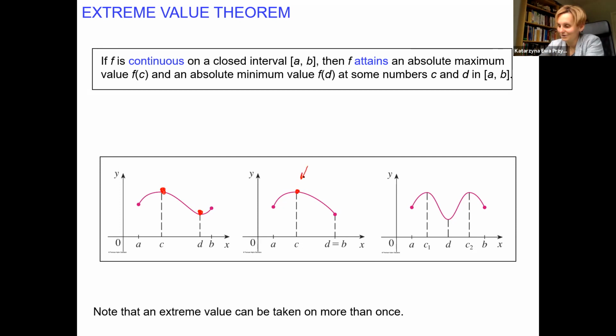C is a critical point here, but the lowest number actually is at the endpoint. My graph may not be perfect, but here we have critical points, not endpoints. But this one we can see is the endpoint. The endpoint is giving us the absolute minimum. And this one is a critical point, and it's giving us the absolutely highest point, the maximum.